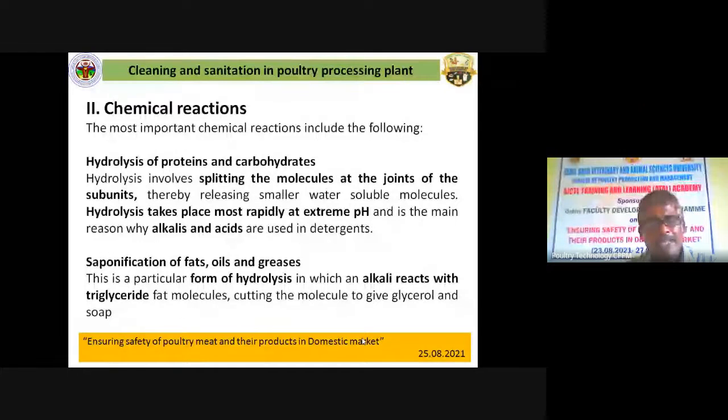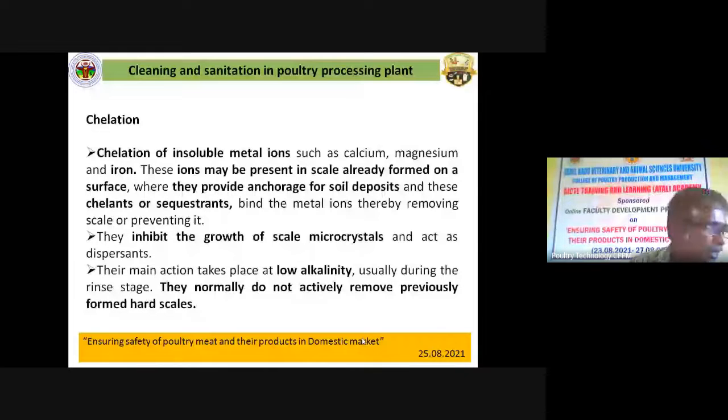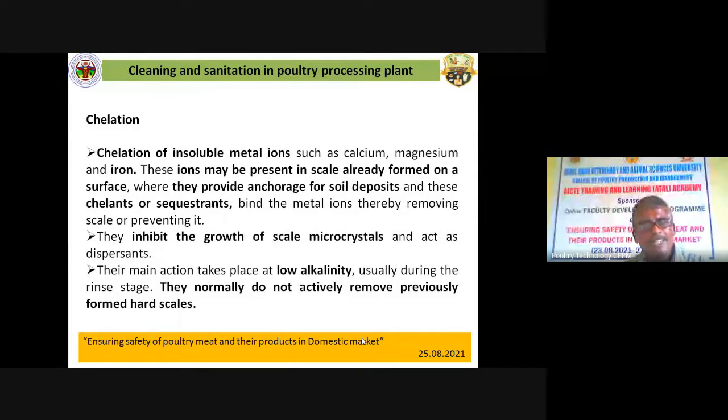Then the third chemical reaction involved in cleaning is chelation. Chelation is nothing but coupling of metal ions to an agent. We call them chelants or sequestrants. So the chelants and sequestrants we incorporate in the detergent composition. These compounds will chelate or bind with the calcium, magnesium, and iron ions present in the soil. That way, they facilitate the removal of these ions from the food contact surface.